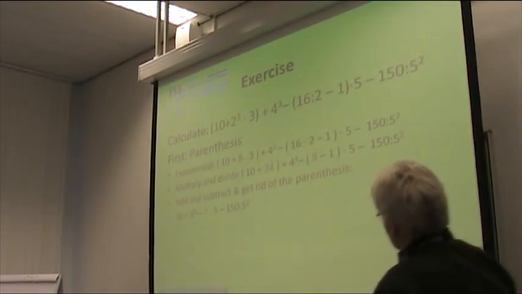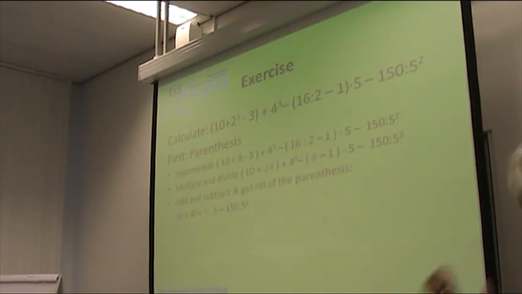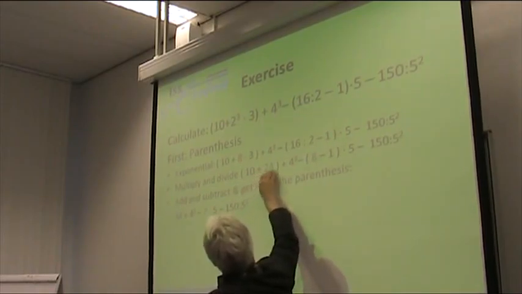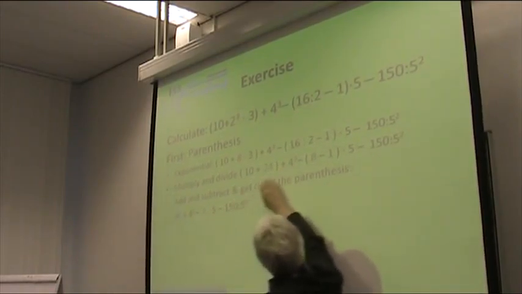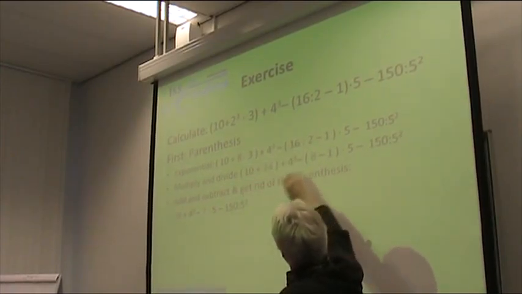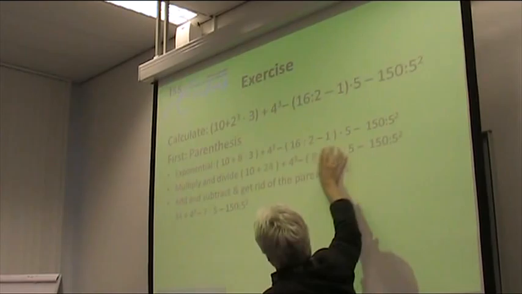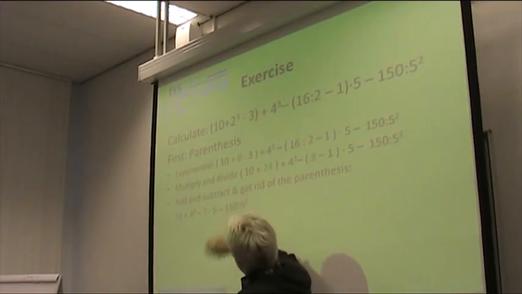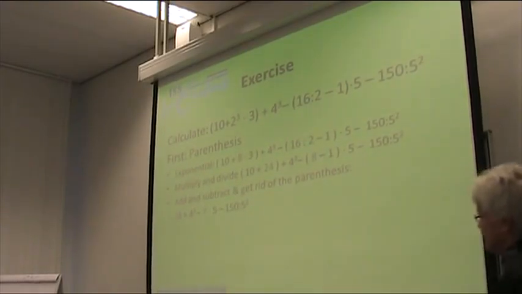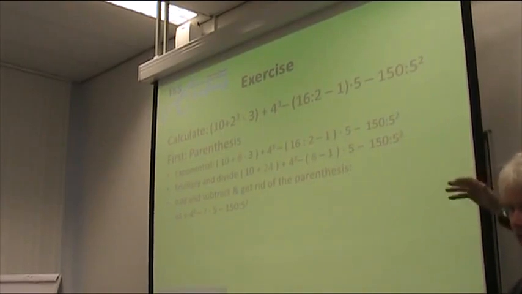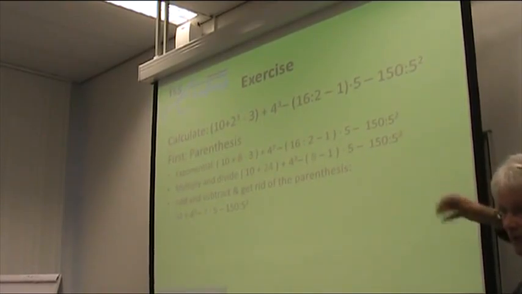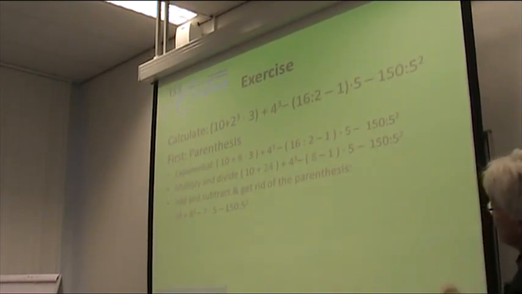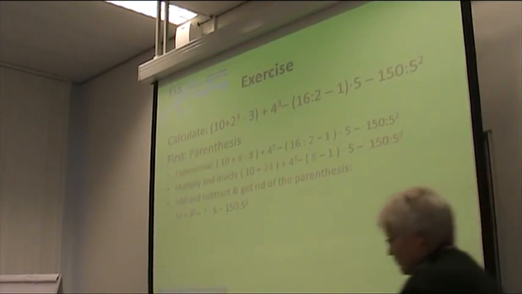And now I'm going to add and subtract within the brackets because I'm first working in the brackets, in the parentheses. Right? So I have here 10 plus 24, that's 34. Plus 4 to the power 3. I don't do anything because it's not in the brackets. 8 minus 1, that's 7. Times 5 minus 150 divided by 5 to the power 2. So now I got rid of my parentheses, right? That was the first thing I did. All the calculations within the parentheses. Once I'm in the parentheses, first the exponentials, then multiply and divide, then add and subtract.